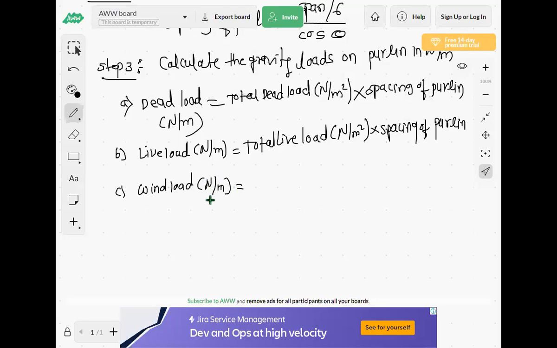So why do we have to calculate in Newton per meter? As I told you, the purlin acts as a flexural member. So intensity in Newton per meter is required. Because a UDL load acts, the dead load, live load and wind load have to be calculated in Newton per meter, because for the load acting on a purlin we have to show it in Newton per meter for the bending moment calculation.